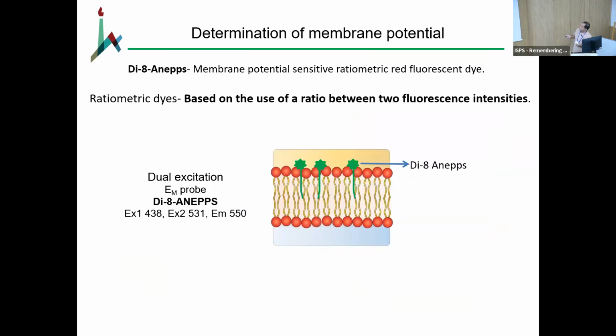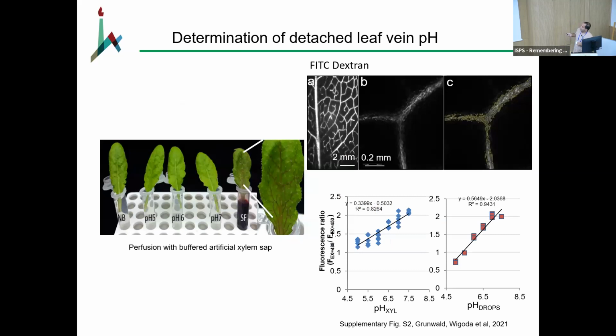We worked with dyes that can measure the membrane potential, because when you block a pump, you do two things. You change the polarity, because no protons are going out, and you also change the pH. So we had the ANEPS, which measures the membrane potential. We also had a dye measuring the pH in the xylem, so it's the apoplastic pH.